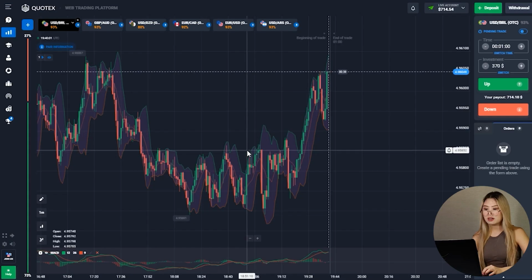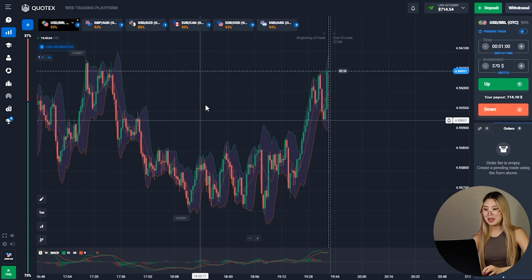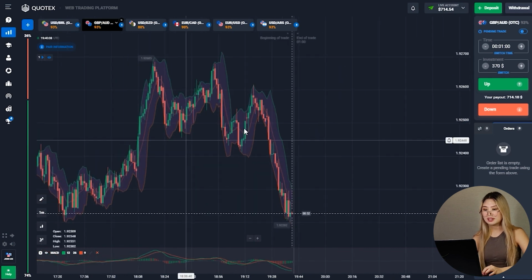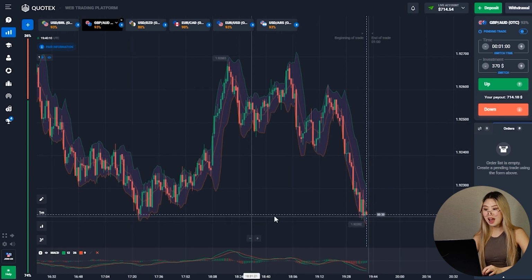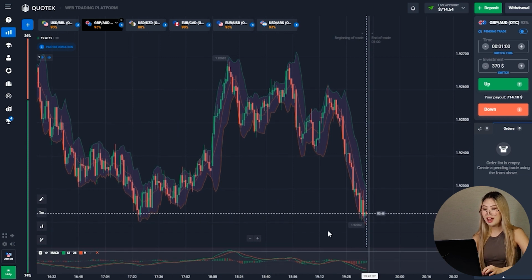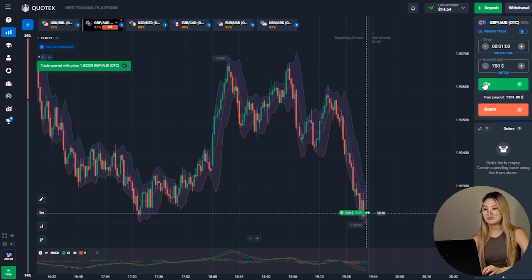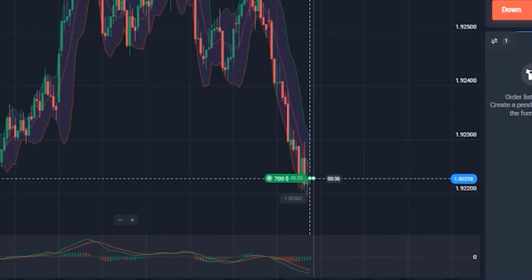And look at that, $740 in my balance. I plan to make about $5,000, and let's see how soon I can make some money. Let me see what's happening on the second currency pair. And yes, awesome points of entry. On MACD we see a green histogram. There is a support level here, so $700 and then trade up. Let's go.